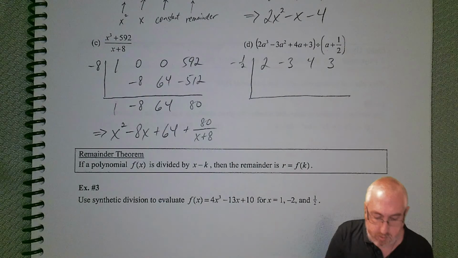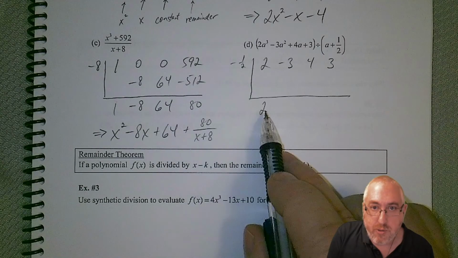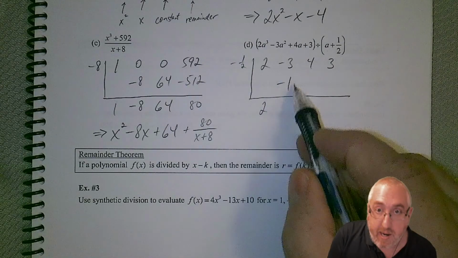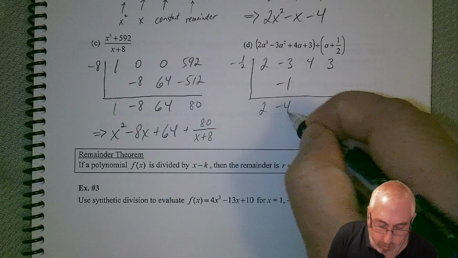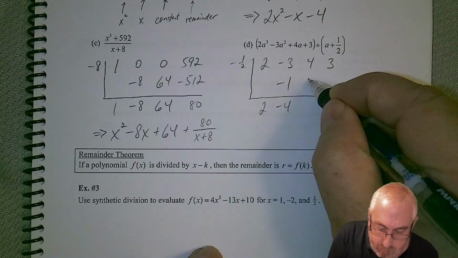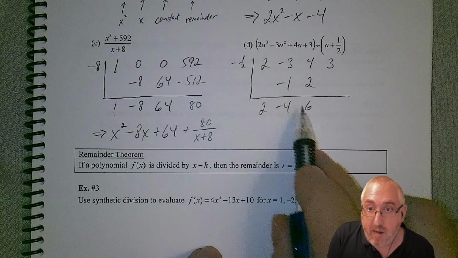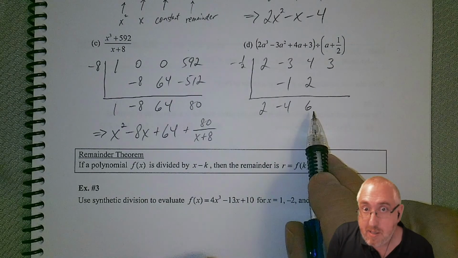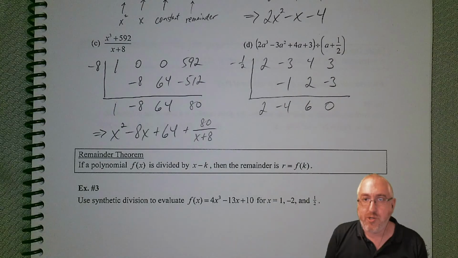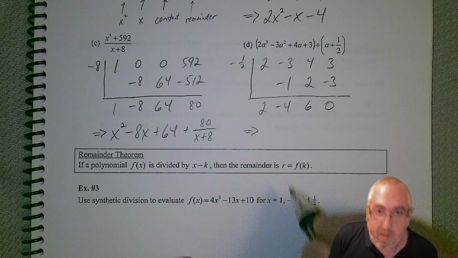All right, so drop it down, multiply. -1/2 times 2, well, that should be a -1. -3 and -1 is -4. -1/2 times -4, well, that should be a positive 2. 4 and 2 is 6. -1/2 times 6, well, that better be a -3. We get 0 remainder again, so that's nice. So this one wasn't as bad as we thought.